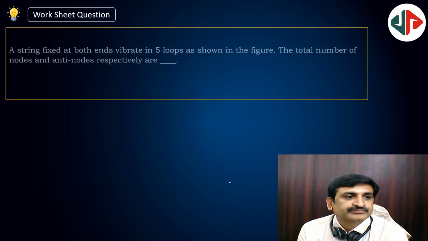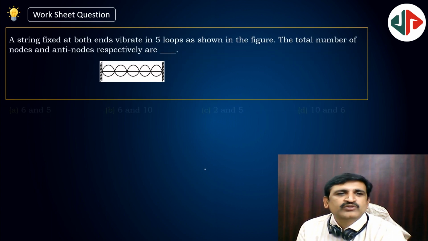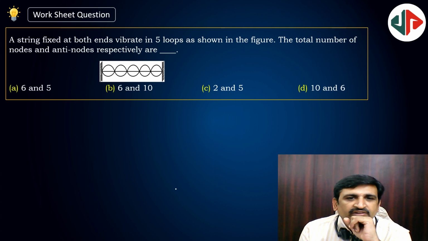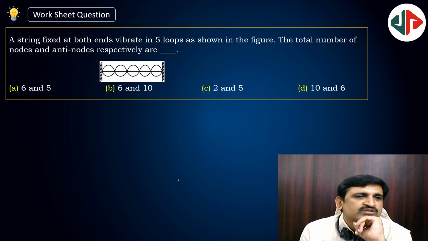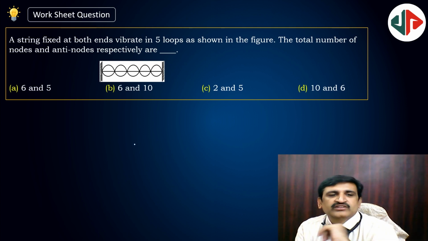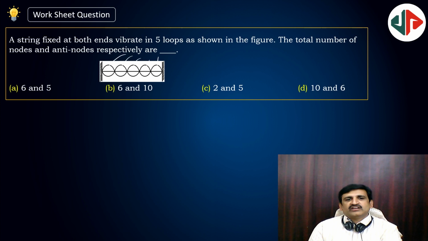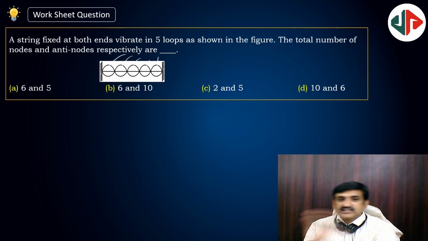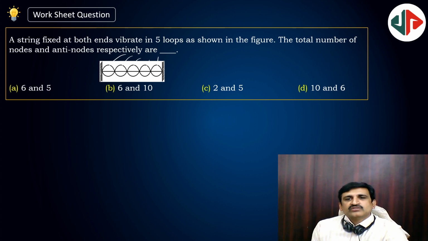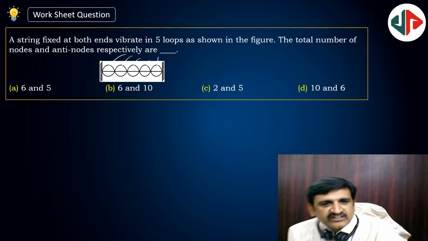Next, a string is fixed at both ends with 5 loops. The total number of nodes and antinodes respectively. So this is antinode, antinode, antinode, antinode, antinode. Number of loops are 5, so antinodes will be 5, but nodes will be 1 extra because the edges also you have to count. So number of nodes will be 6 and antinodes 5.